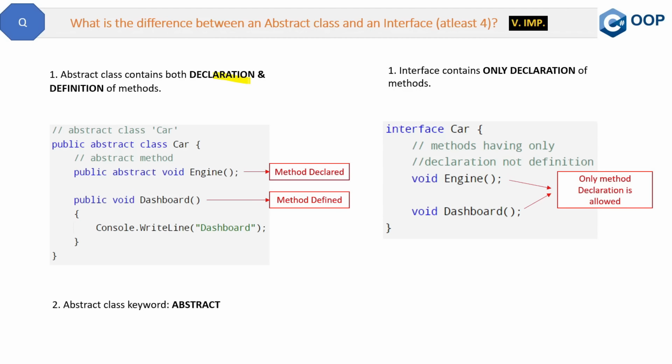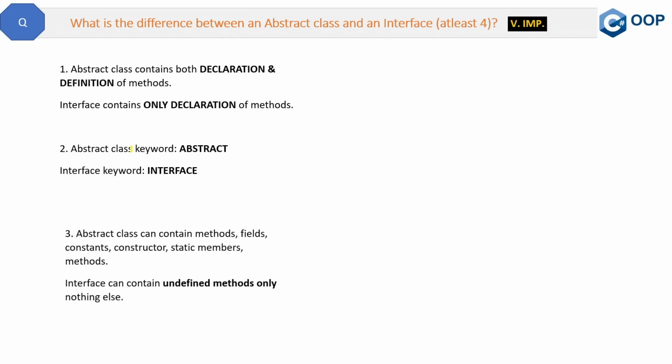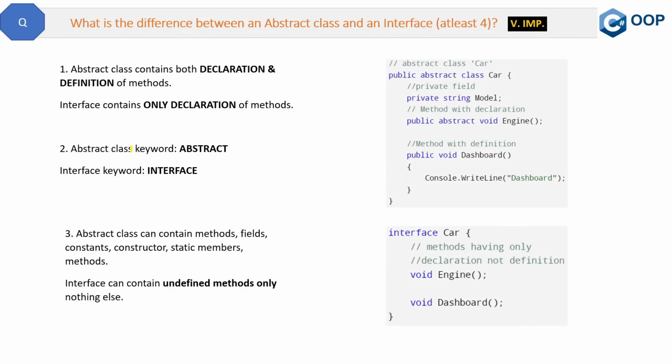Second difference is quite obvious. Abstract class keyword is abstract and interface keyword is interface. These are the two differences which we already saw. Third difference is abstract class can contain methods, fields, constants, constructors, static members and properties. See the code here. In abstract car class we have a private field, methods declared and defined. And here is the interface car, in which we have only and only declared methods. No fields, no constants, nothing else.